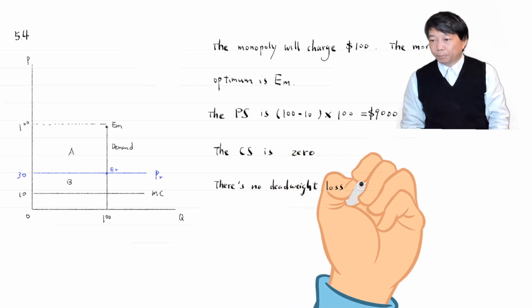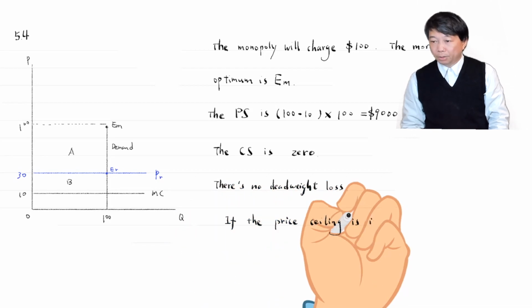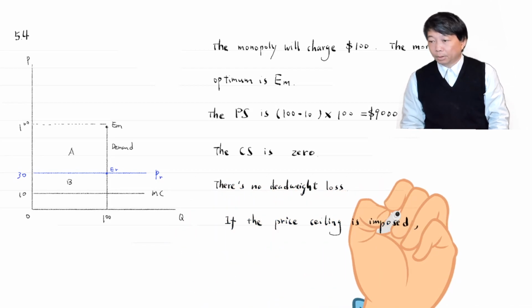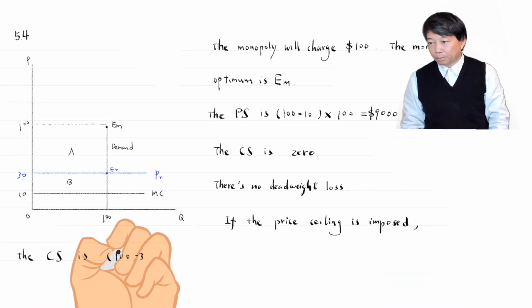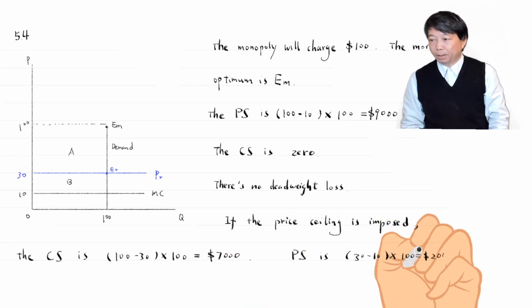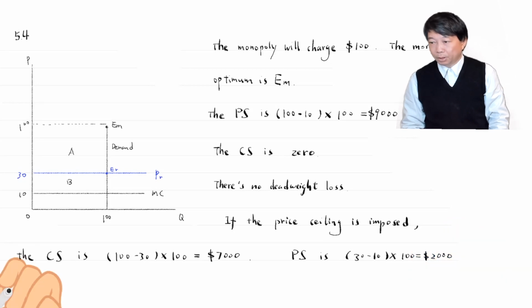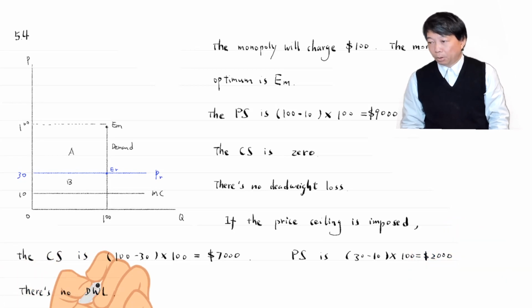If the price ceiling of $30 is imposed, the monopoly has to charge $30. The regulated monopoly optimum is ER. Part of the producer surplus will become the consumer surplus. The consumer surplus is the area A, $7,000. The producer surplus is area B, $2,000. The welfare is still $9,000. There's no deadweight loss.